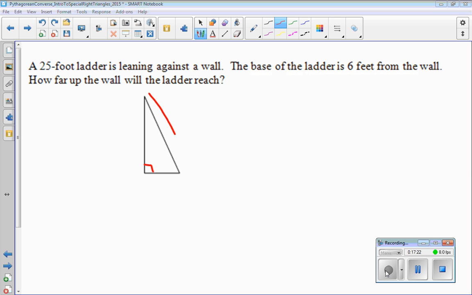So we can kind of imagine that this is our ladder, if you want to think about it that way. Okay? So the base of the ladder is 6 feet from the wall, and the ladder itself is 25 feet long. I'm just going to uncomplicate my picture. Where does 25 go? It's the hypotenuse. Where does 6 go? On the bottom leg, okay? So we're going to call that 6. And it says, how far up the wall will the ladder reach? So what should I label that as? X, perfect.